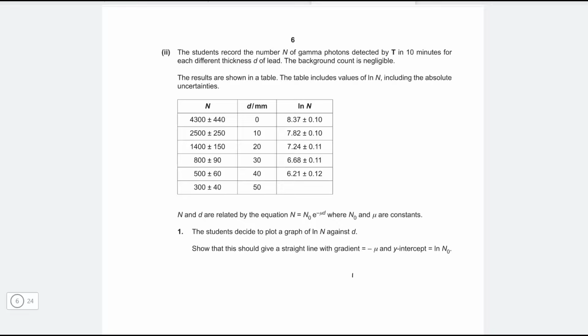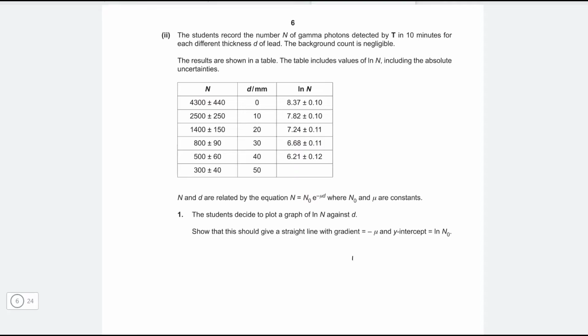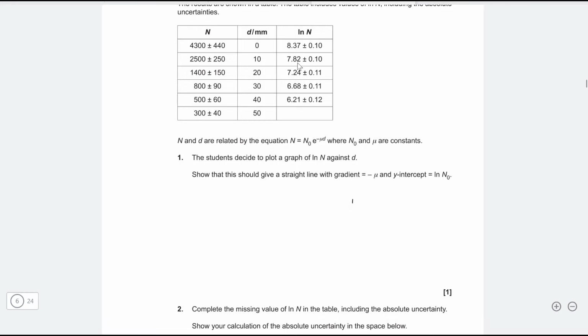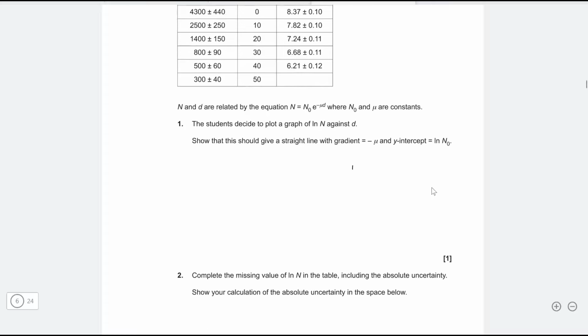Okay, part 2, the students record the number N of the gamma photons detected in 10 minutes. We have a little table of results here with N, d, the distance in millimeters, and then we also have the natural log ln of N. N and d are related by the following equation. This is just our exponential decay equation, where N0 and mu are constants. The student decided to plot a graph of ln N against d. Show that this gives a straight line with the following gradient and the following y-intercept.